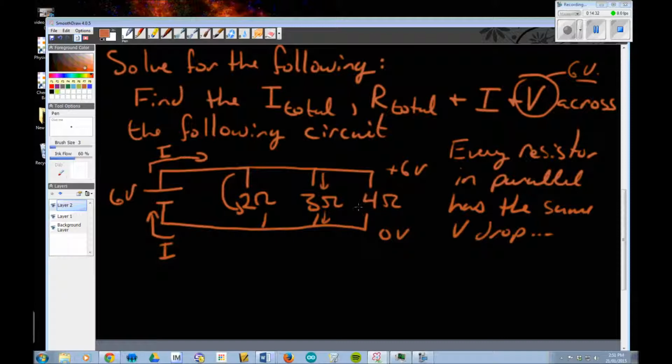So I'm going to solve this. Don't look at what I'm doing. I'm not going to talk. See if you guys can solve it on your own.